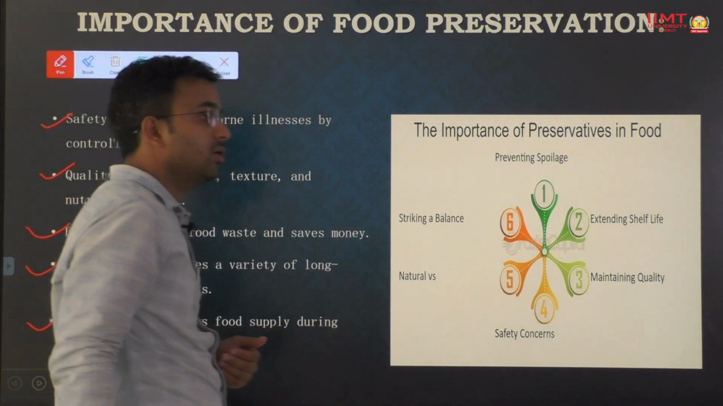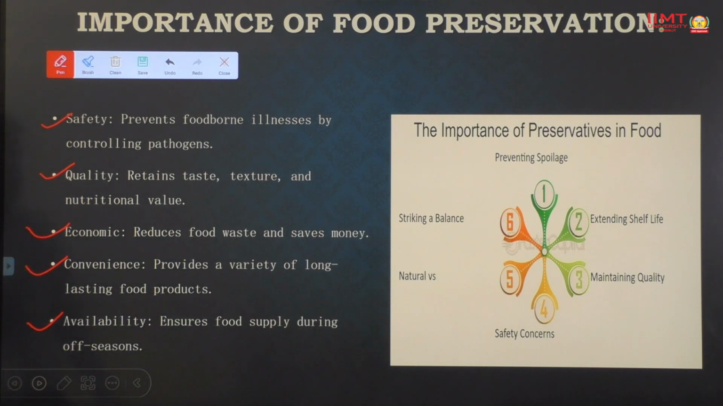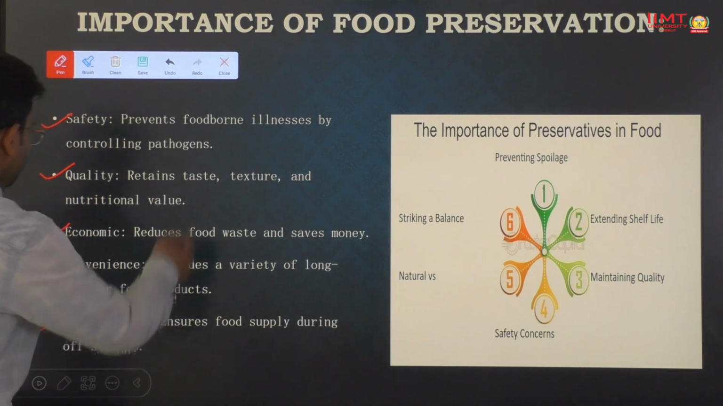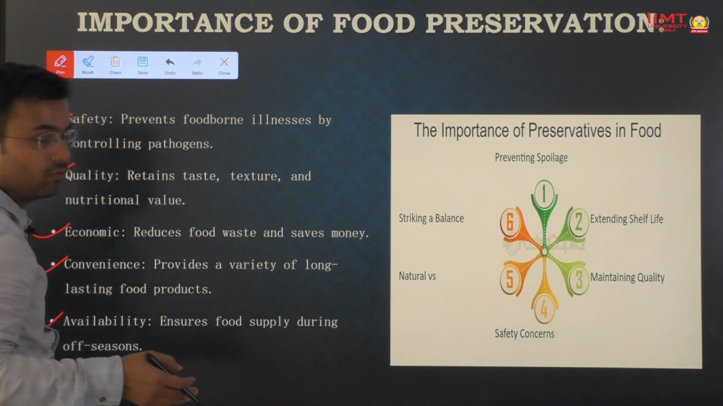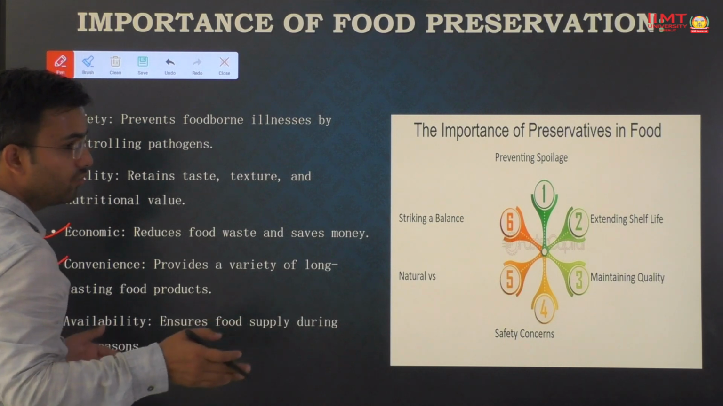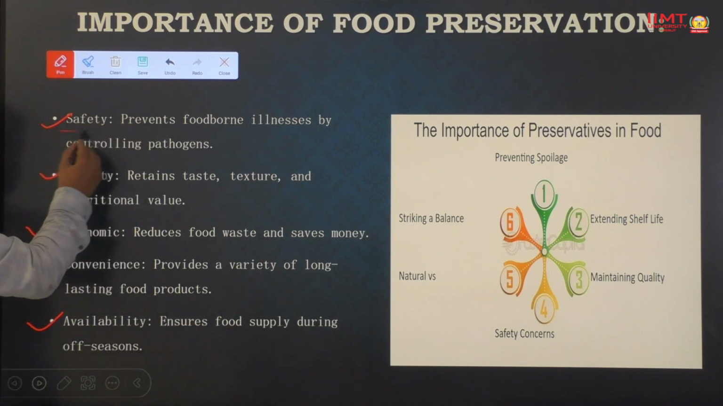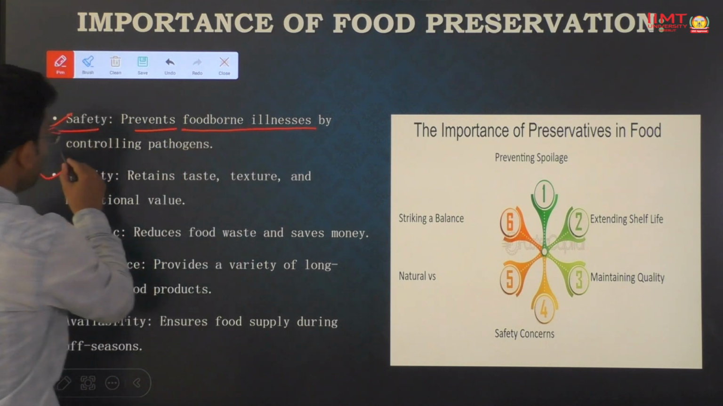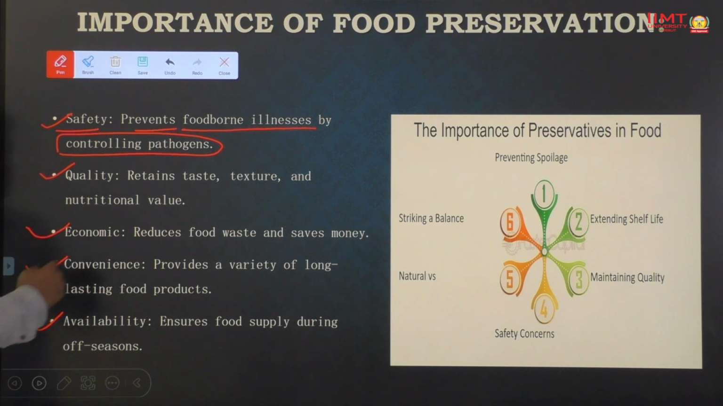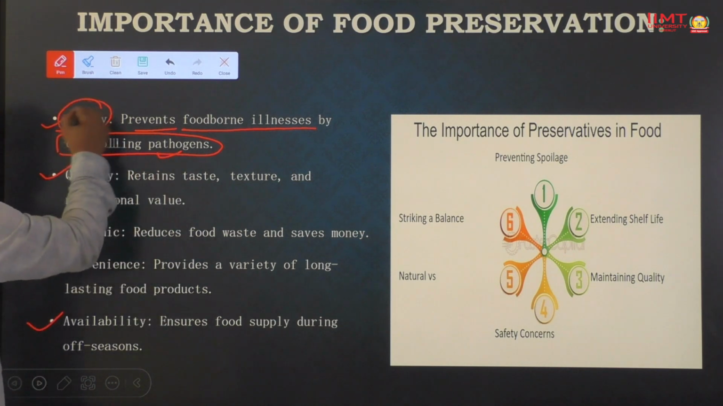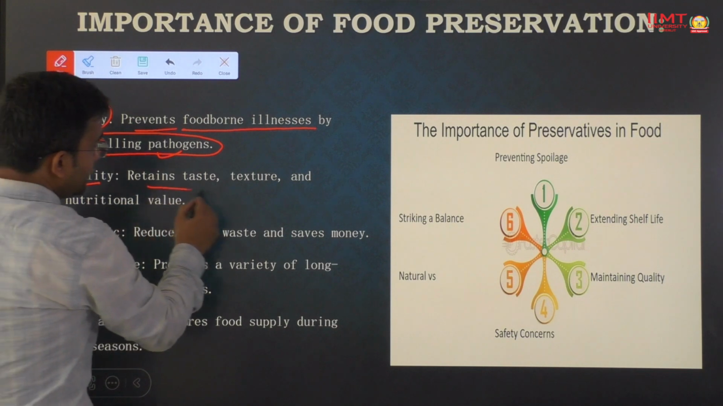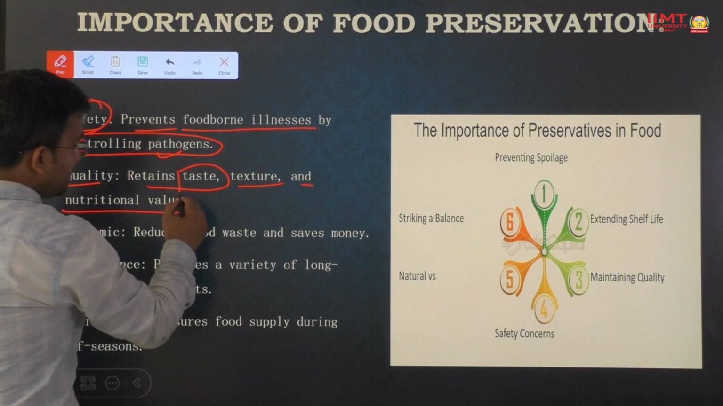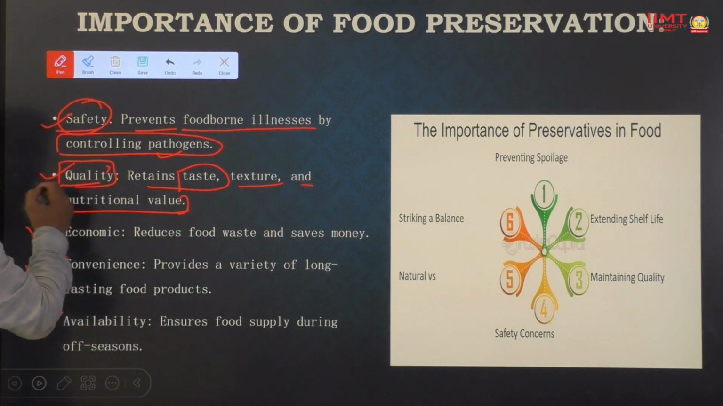If we preserve the food items and they do not become spoiled, we can use them for a long term, and it also helps in sustainable goals like reducing food waste. So here we discuss safety. Safety is preventing foodborne illness by controlling pathogens. If we control the pathogens, we save the food item. In quality, we retain the taste, texture and nutritional value. If we retain these parameters, we ensure the food quality.